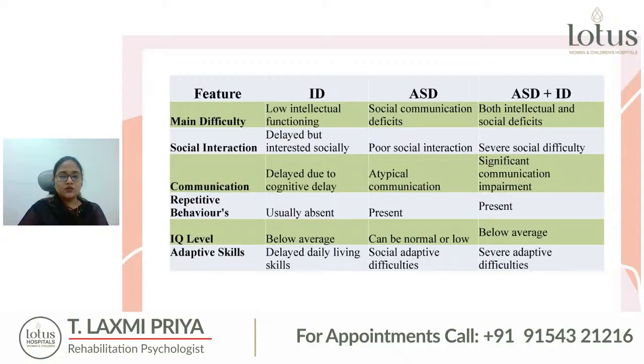Coming to adaptive skills, in ID there are usually delays in daily living skills like dressing, eating, toileting, and occupation. In ASD, they mainly have social adaptive difficulties, and they have difficulty with flexibility and transitions also. In ASD plus ID, there are severe difficulties in independent functioning.